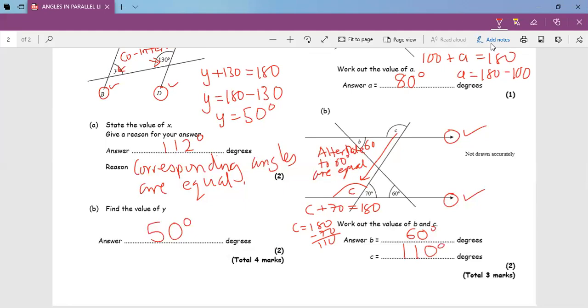110 degrees. So this is how we solve a few questions that are related to examinations, and they are about angles inside parallel lines. Thank you for watching.